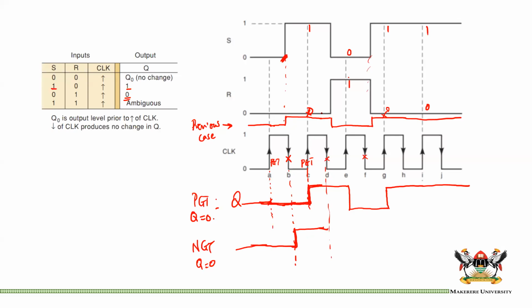This NGT R is 0, S is 1. Okay, so we stay set until the next NGT. This next NGT happens at this point, and here now R is 1 and S is 0. Okay, so we reset now because R is 1 and S is 0, until the next NGT. This next NGT, R is 0 and S is 1, so the moment S is 1, we set. Vivian, is that clear?